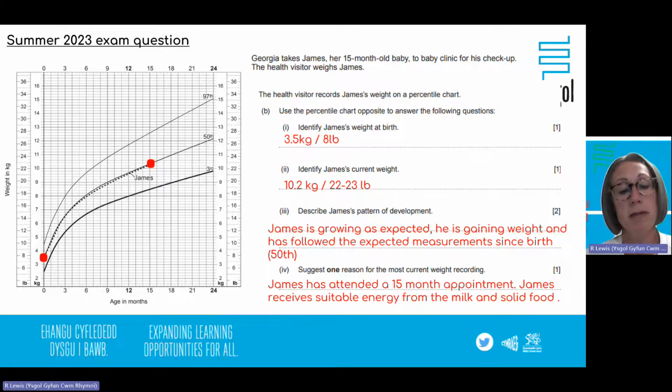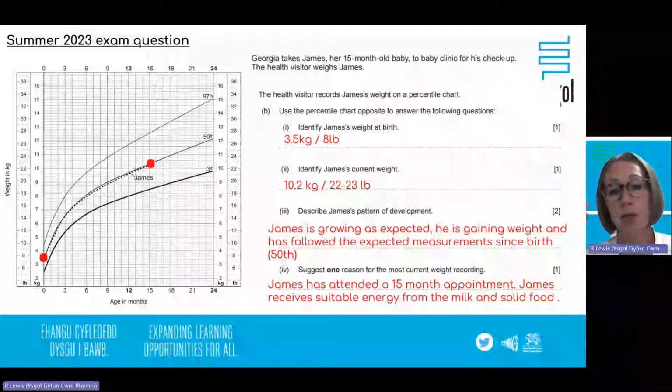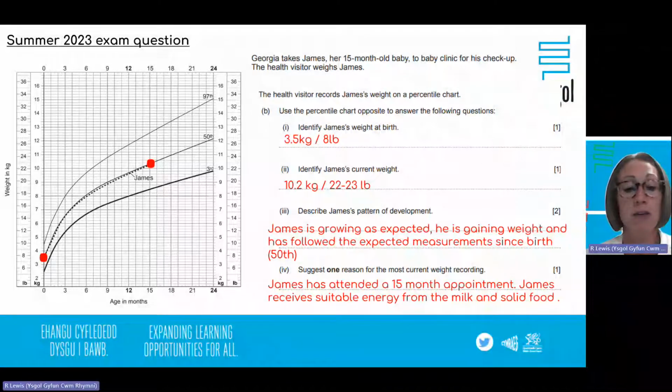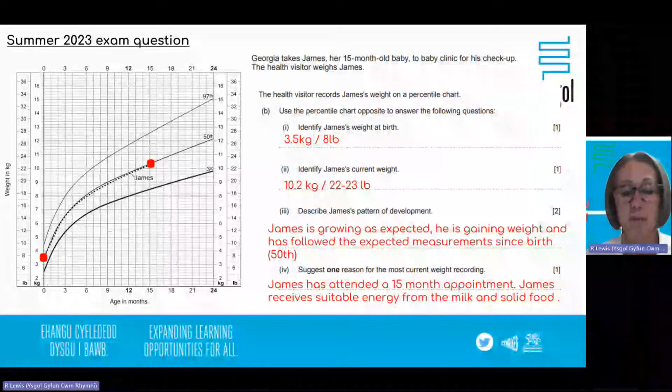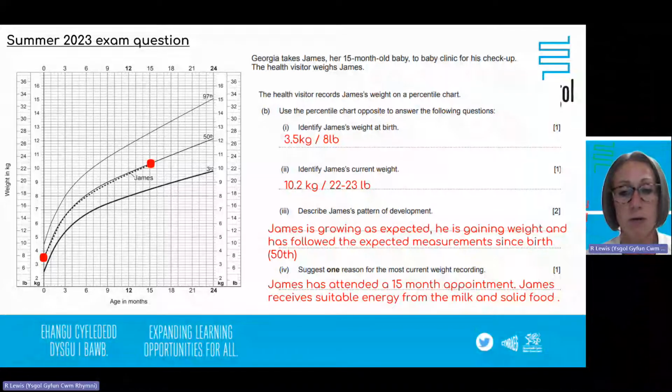Also, James is receiving suitable energy from milk and solid food. If you would just put milk down here, this would be inappropriate, because obviously a 15-month-old should be having far more energy from food and not solely dependent on milk by now.